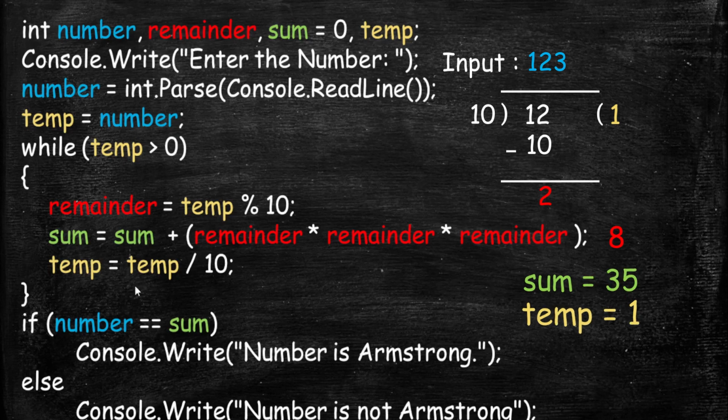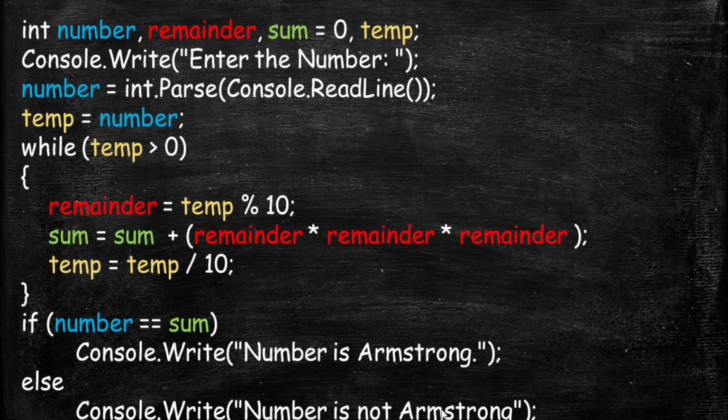Then this loop will run again, and this time it will take 1. So the remainder, if you multiply 1 by 1 by 1, we get 1. Then the sum will be 35 and we add 1 to it, it will become 36. So then if we compare the number, 123 is not equal to 36, this condition will be false and it will go to number is not Armstrong.